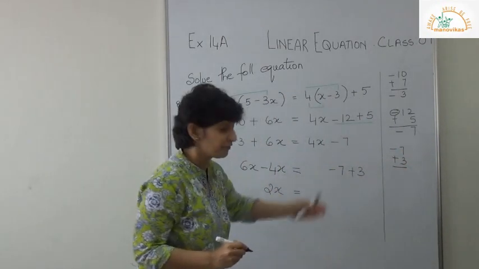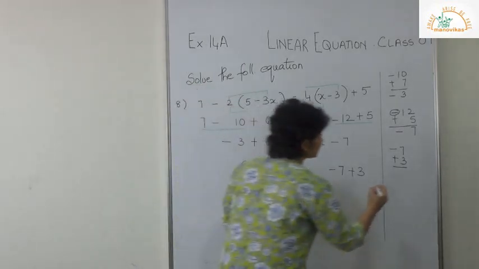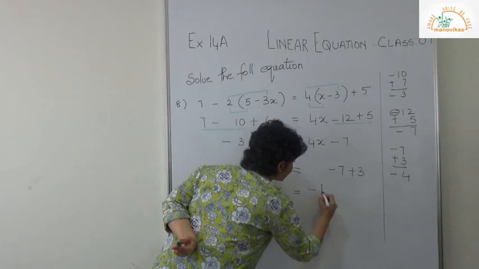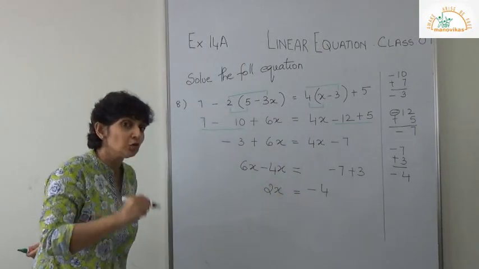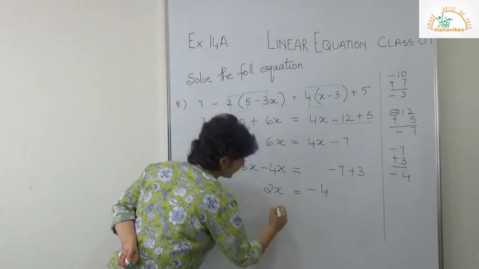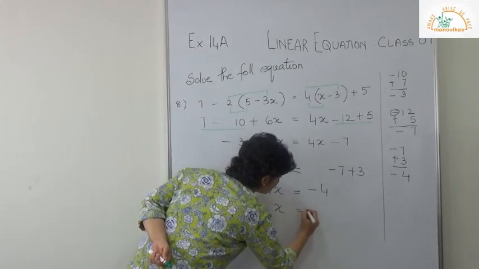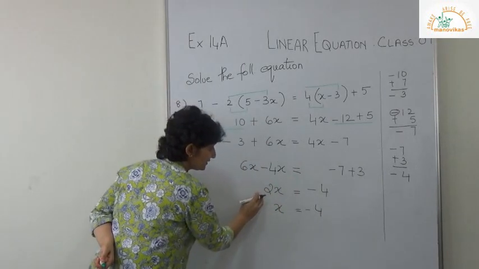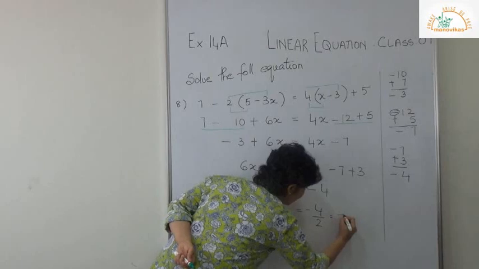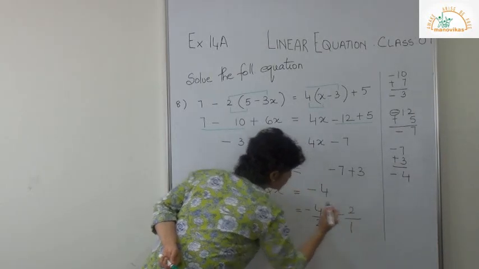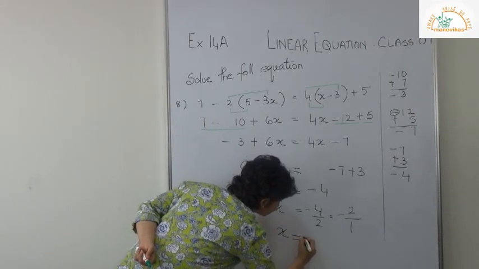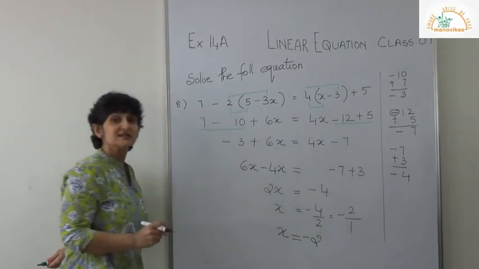How much is that, children? Different family, subtract. 7 minus 3 will give you 4. Put the sign of the bigger number. So I get minus 4. 2x means what? 2 multiplied by x. So you know that. So x is equal to minus 4 into 2 when I bring this side upon 2. So minus 2 1s are 2, 2 2s are 4 when I reduce. So my answer is x is equal to minus 2.